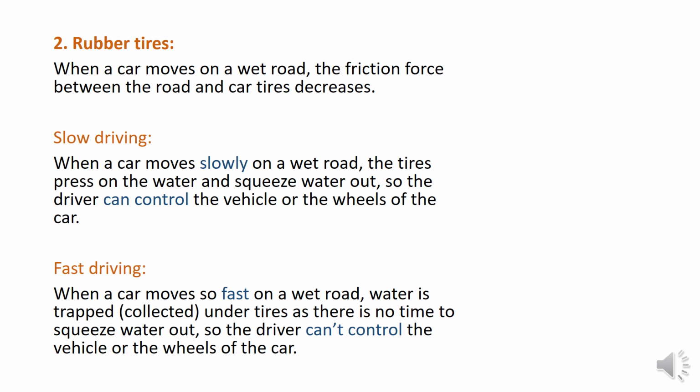If you are driving slowly, when a car moves slowly on a wet road, the tires press on the water and squeeze water out, so the driver can control the vehicle or the car wheels. But if you're driving fast, when the car moves so fast on a wet road, water is trapped or collected under the tires, as there is no time to squeeze water out, so the driver cannot control the vehicle or the wheel of the car.